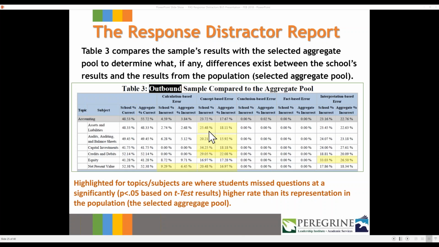Here, for example, your students are answering questions incorrectly at a higher percentage due to concept-based error than the aggregate pool. That's for assets and liabilities, and we know this is a statistically significant difference.